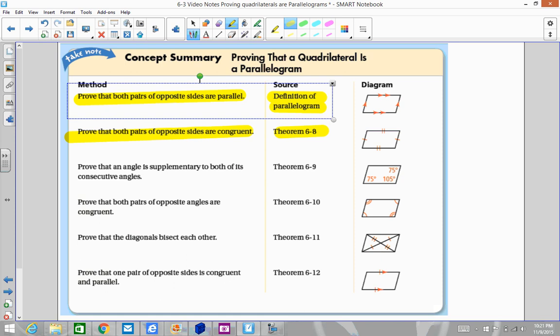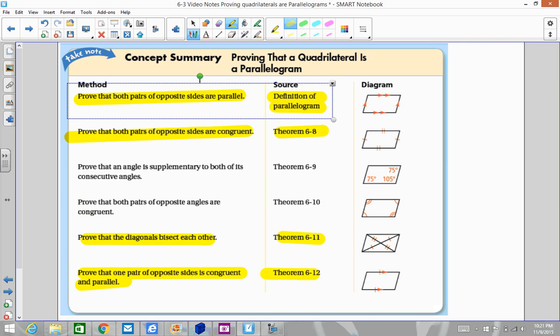We can't do angle measures on a coordinate plane. Prove that both pairs of opposite angles are congruent. Can't do that on a coordinate plane. We can prove the diagonals bisect each other. That we can do on a coordinate plane. And finally, this last one. Prove that one pair of sides is congruent and parallel. That one can also be done on a coordinate plane. So these are the 4 that you'll be able to use.